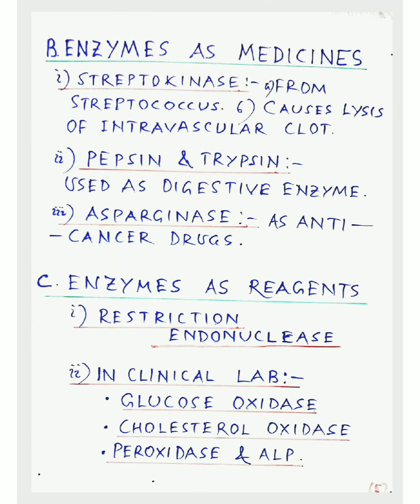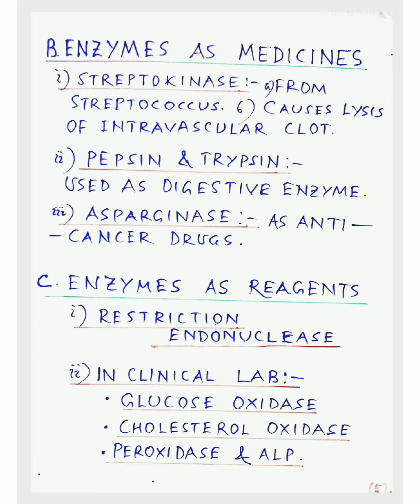Enzymes as medicines. Number one, streptokinase. Streptokinase is an enzyme obtained from the bacteria Streptococcus. It causes lysis of intravascular blood clots. In coronary artery disease and myocardial infarction, the basic abnormality is the formation of a thrombus in the coronary artery. Hence, it is used in the treatment of MI to dissolve the blood clot.